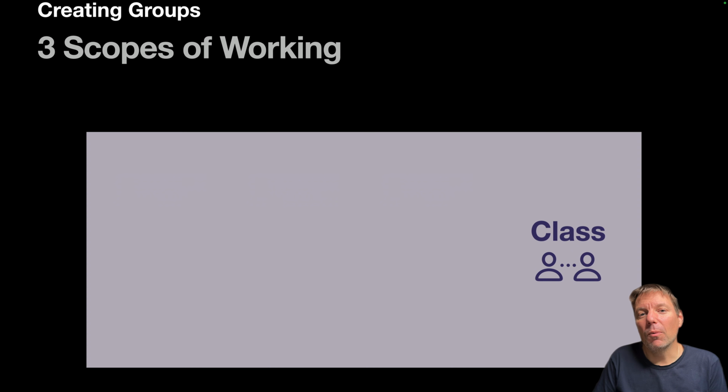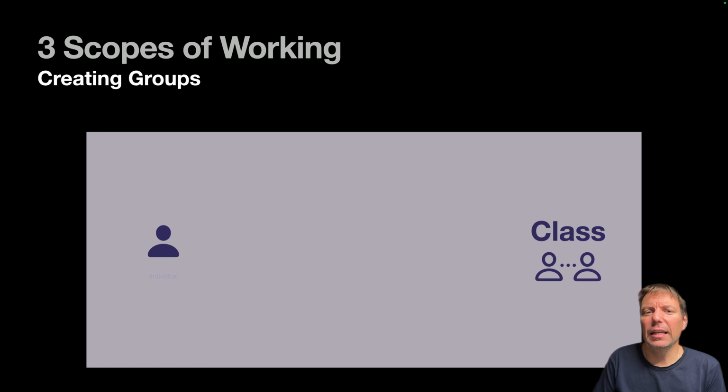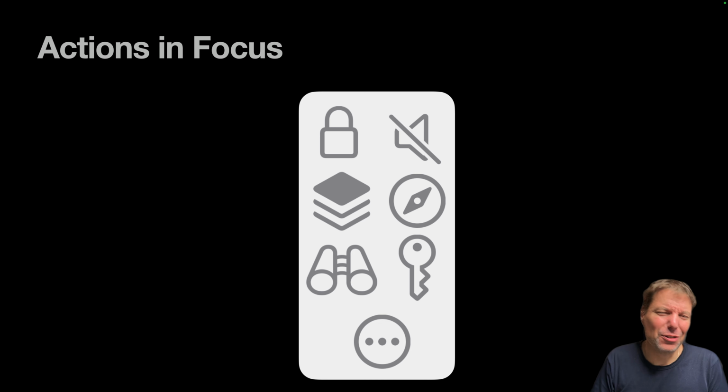Now, in the next video, I'm going to show you how to create groups. And that's the next type of scope you're going to have access to. So for example, you might have a group working on an assignment and you want to navigate them all to the same website. So you would scope that action, which is navigating them to the website, to that specific group. Now there's one last scope that you'll have available to you, and that is the individual device. So the device tied to an individual student. So for example, again, if you want to lock the device of an individual student, you'll scope it to the individual.